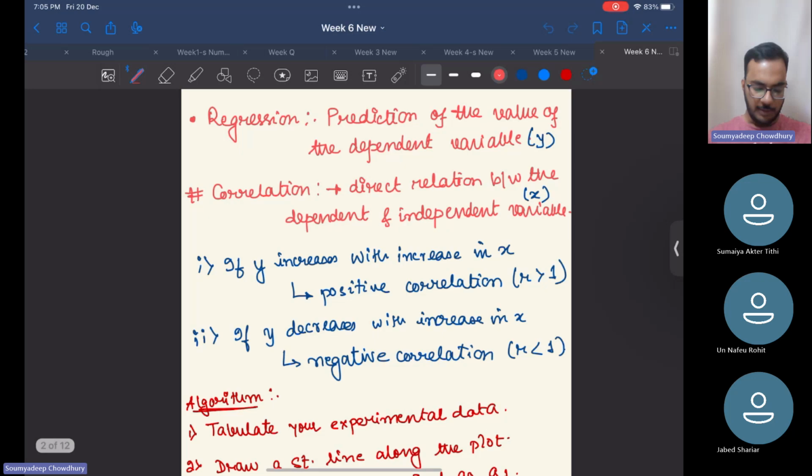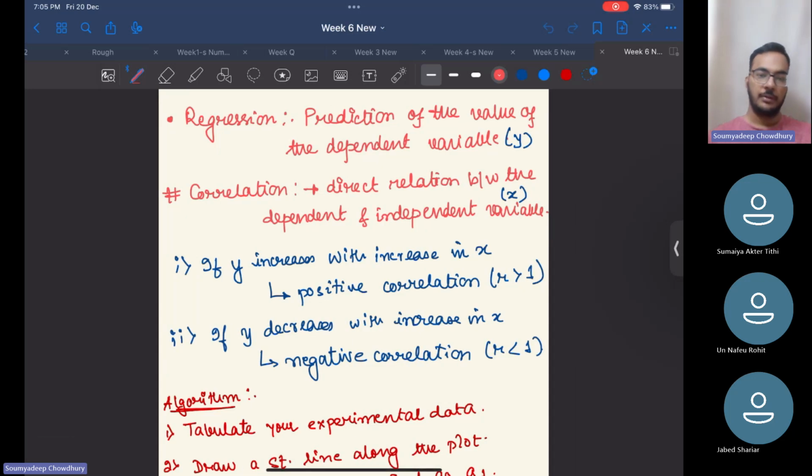So last class we were basically discussing regression, mostly linear regression. How do you fit a straight line to a set of data which is given to you? Suppose you perform an experiment and you get a set of data of x and y variables. First, you need to understand which is your independent variable and which is your dependent variable. Then you need to find what kind of relation the independent variable has with the dependent variable.